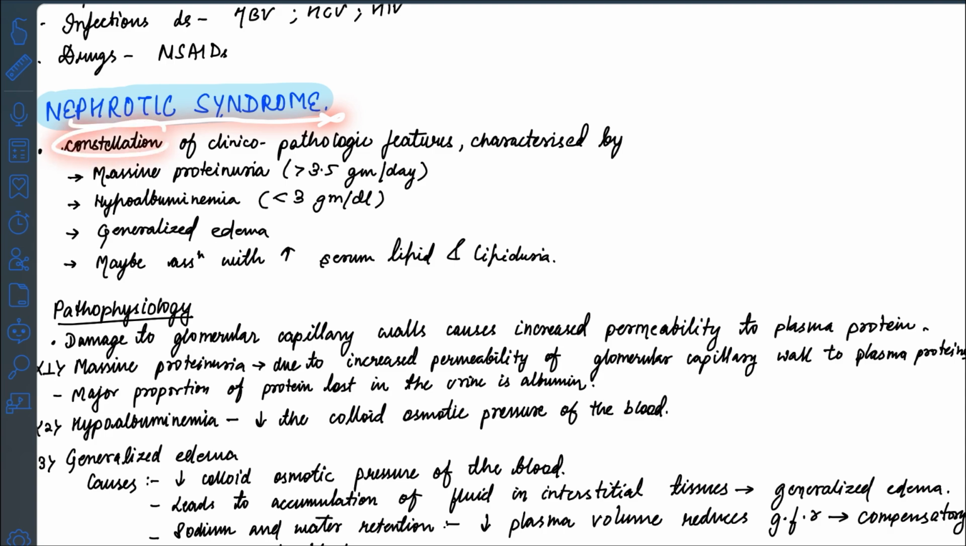Now let's see into the nephrotic syndrome. What is nephrotic syndrome? It is the constellation of clinico-pathologic features which is characterized by the most important point being massive proteinuria. Proteinuria is the excretion of protein in more than normal amount in urine, that is more than 3.5 gram per day. This being the first characteristic feature. Second, hypoalbuminemia, less than 3 gram per deciliter albumin in the plasma. Third is generalized edema, and it also may be associated with increased serum lipiduria.